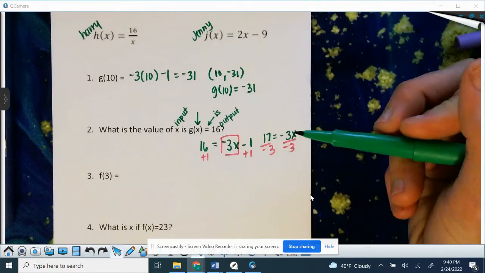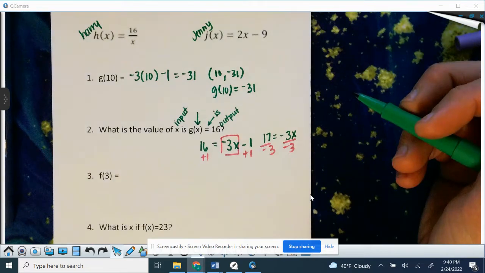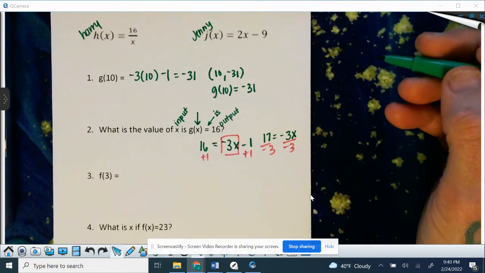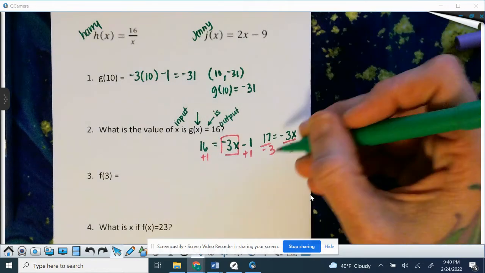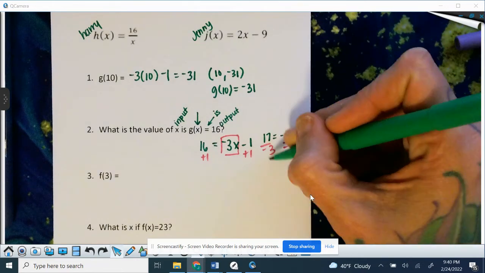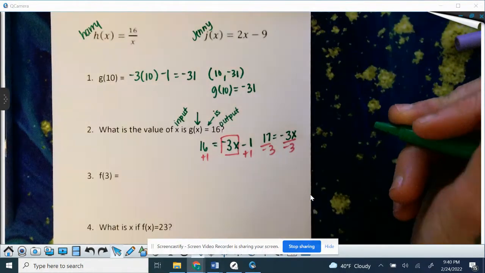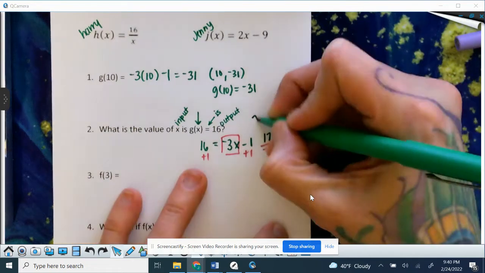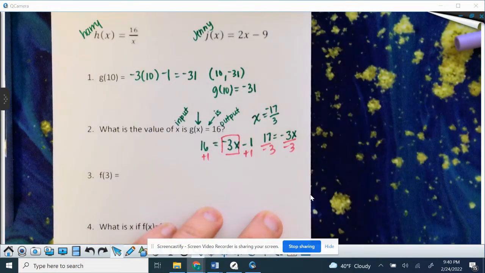Or as a decimal, it would be 5.66, I believe, if I'm not mistaken. And remember, it's a negative. So we can leave this as a fraction right now because this is not a beautiful one. They're not always going to be that messy. But fractions do exist. So the question is, what is x? x is 17 over 3, and that fraction is negative.